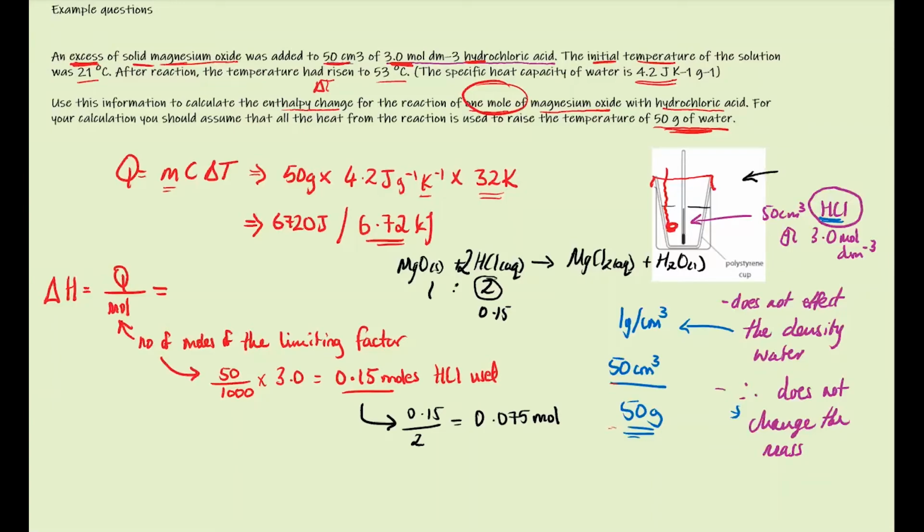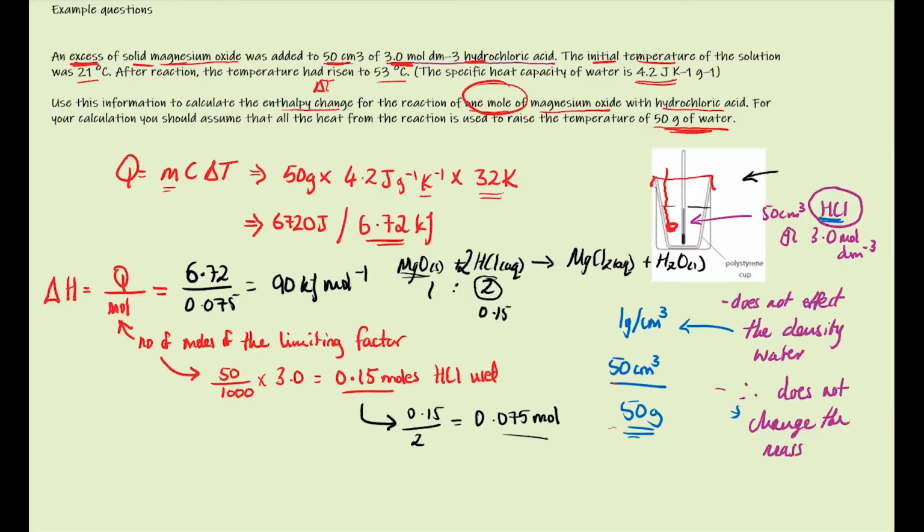Now, if it was with respect to magnesium oxide, I would just work out the moles of magnesium oxide and put it into here. But because that is in excess, I can't use that. I have to use the HCl. So now it's actually the 0.075 that we input into my energy change over moles. Let's start again: 6.72 kilojoules divided by 0.075 moles, and that gives us 90 kilojoules per mole.